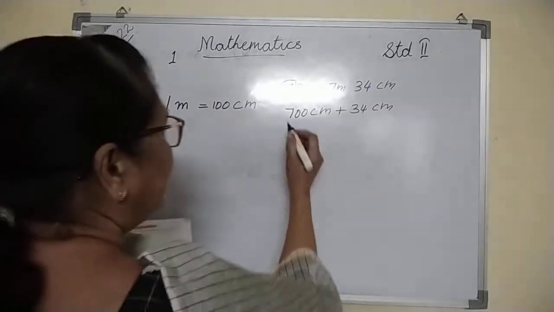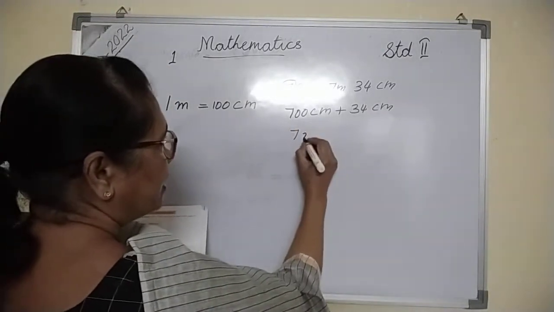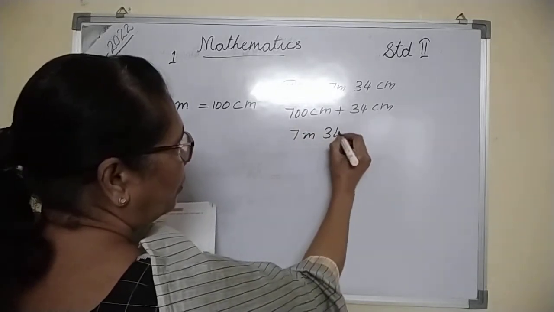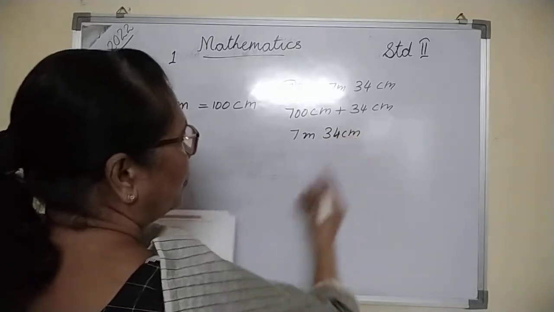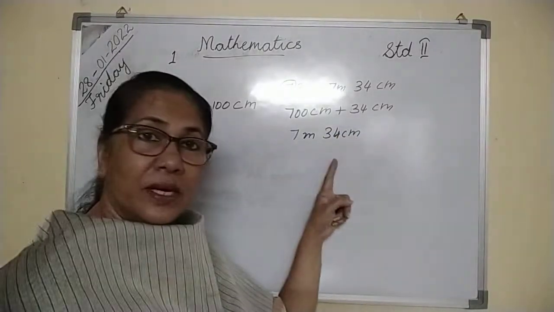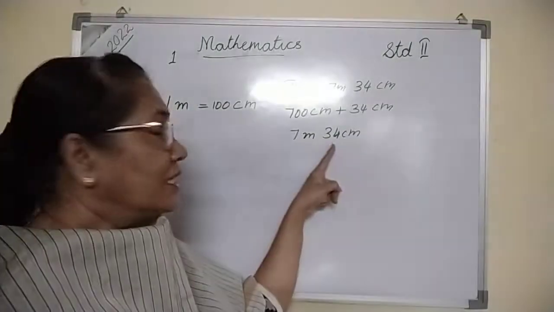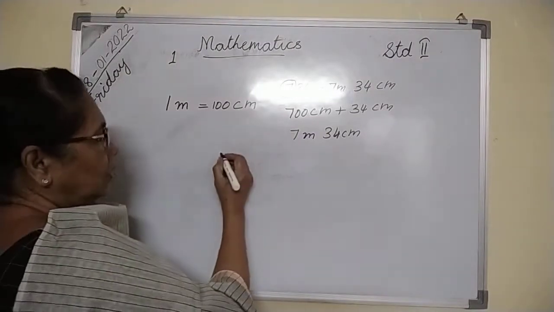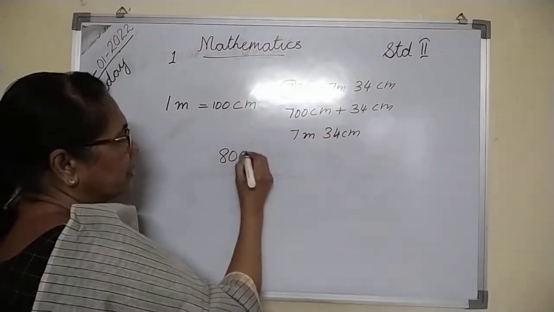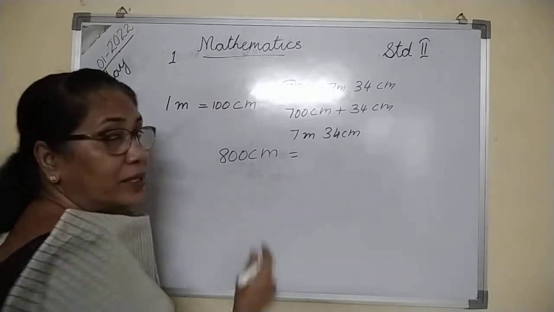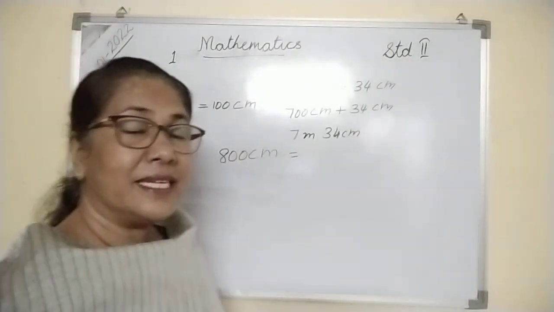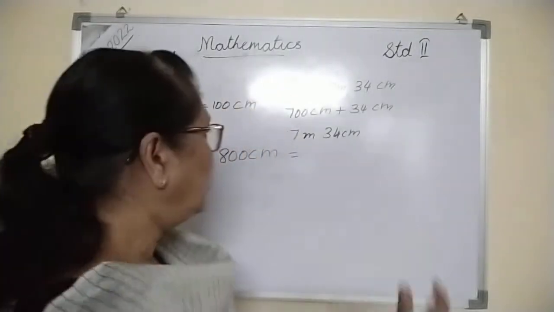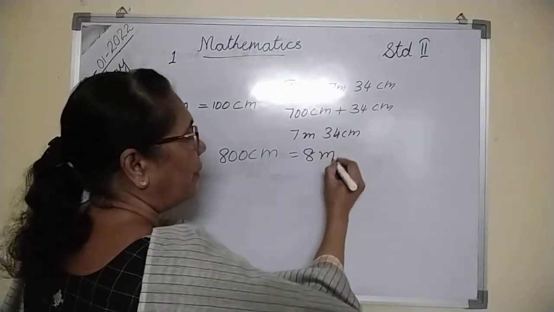So you write here, 700 centimeters is 7 meters, and how many centimeters again? 34 centimeters. So when you convert, you get like this, 7 meters and 34 centimeters. I'll show you one more, okay? Now 800 centimeters is equal to how many meters? 800 centimeters is equal to 8 meters, m.